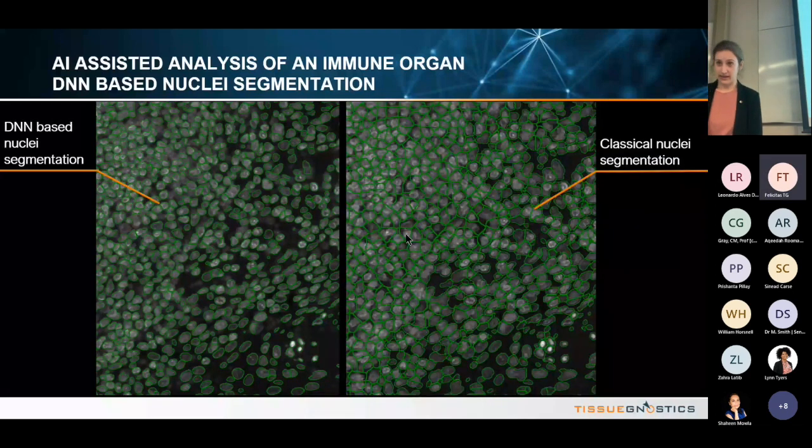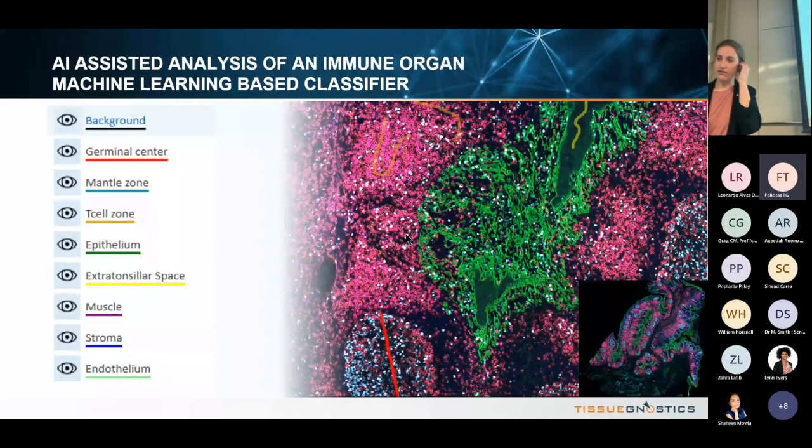And now we come to the second machine learning-based tool that we have, and this is a classifier. So you can classify your tissue into substructures. In this case, for this immune cell organ, we defined these different kinds of multicellular structures, or tissue architecture. Tissue substructures like germinal centers, mantle zone, T-cell zone, epithelium, extratonsillar space, muscle, stroma, and endothelium.